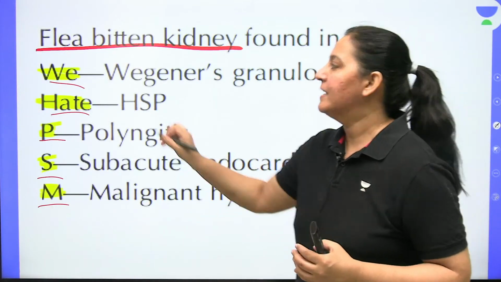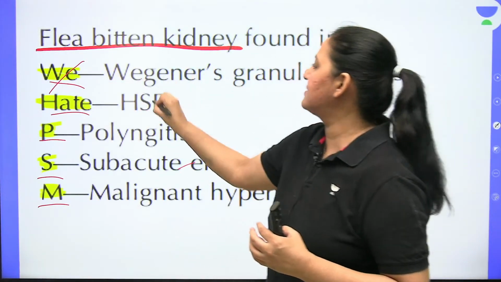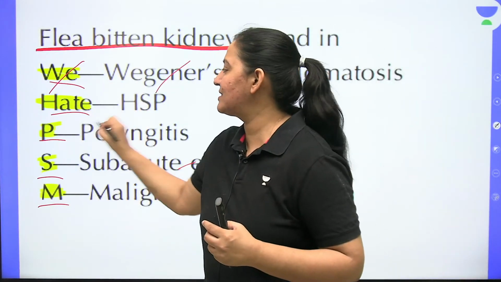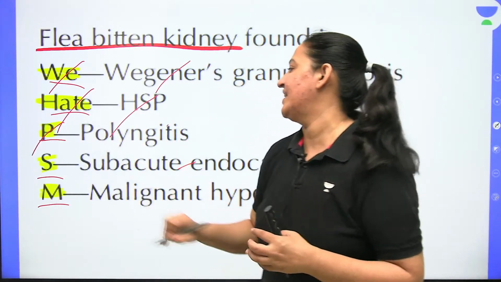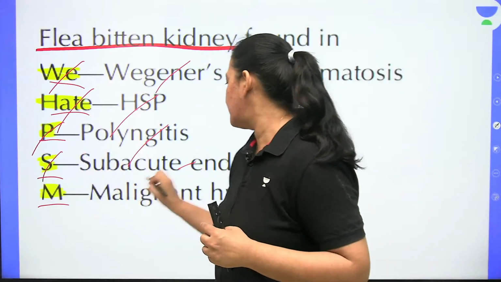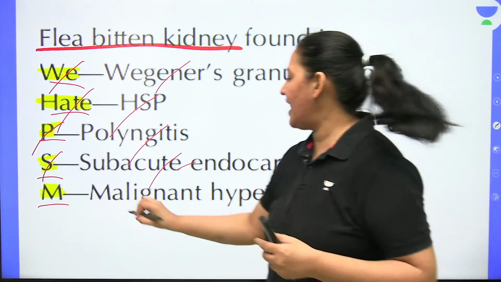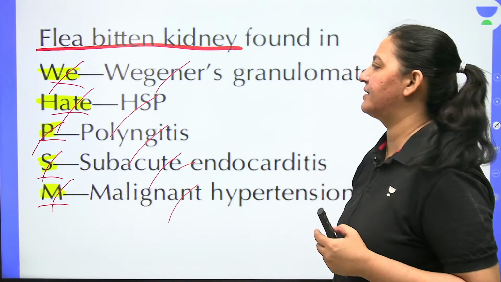We hate PSM. So W stands for Wegener's granulomatosis. Hate stands for HS purpura. P stands for polyangiitis. S stands for subacute endocarditis and M stands for malignant hypertension.